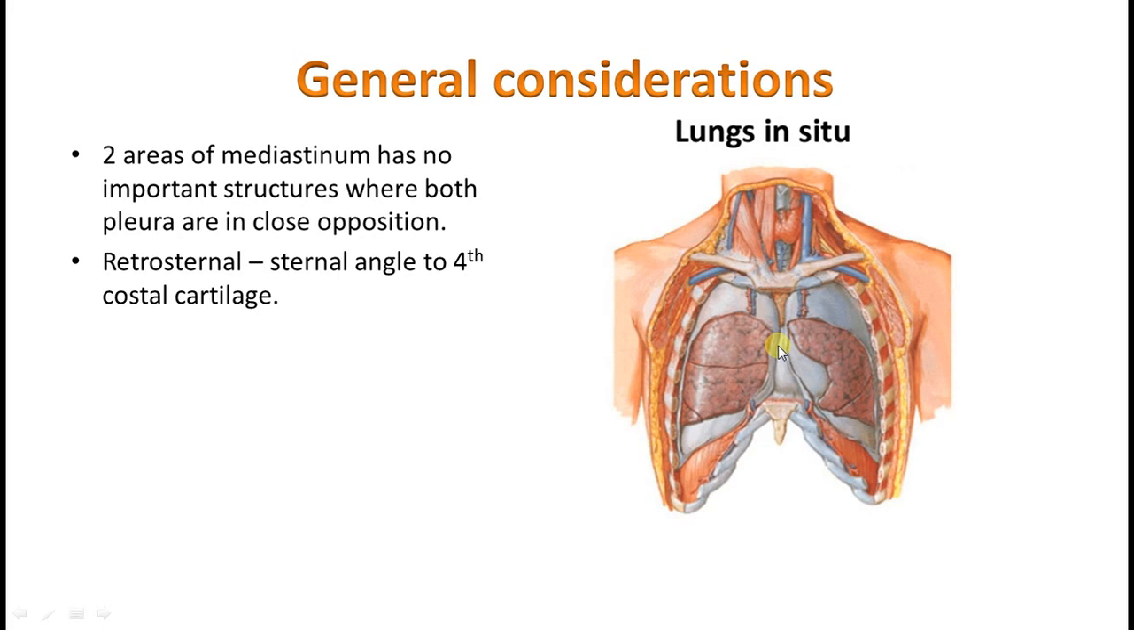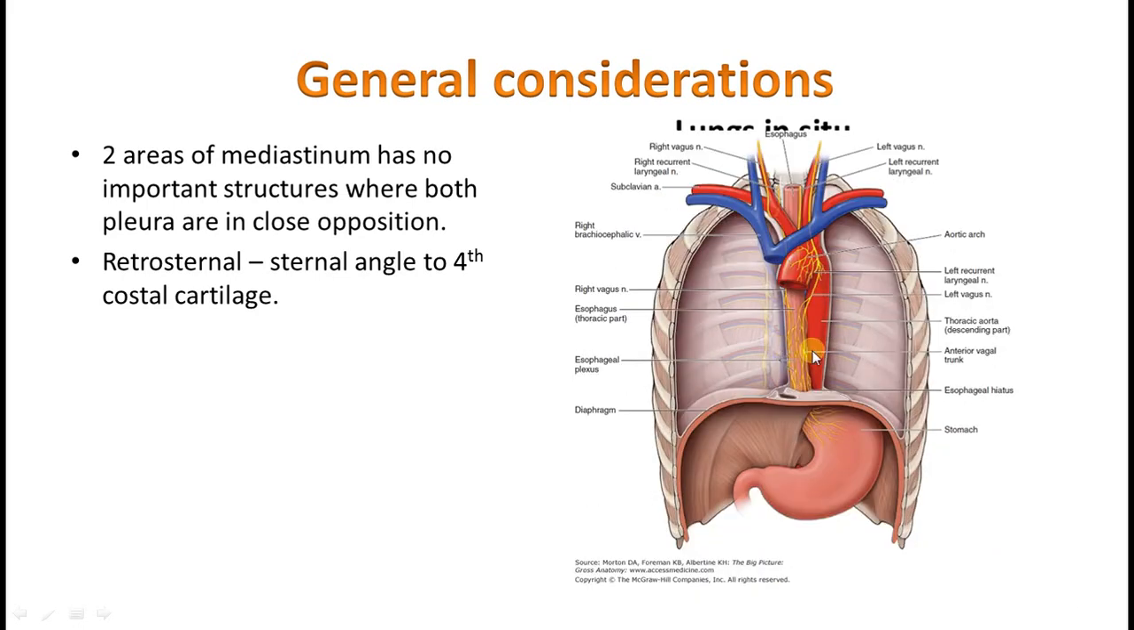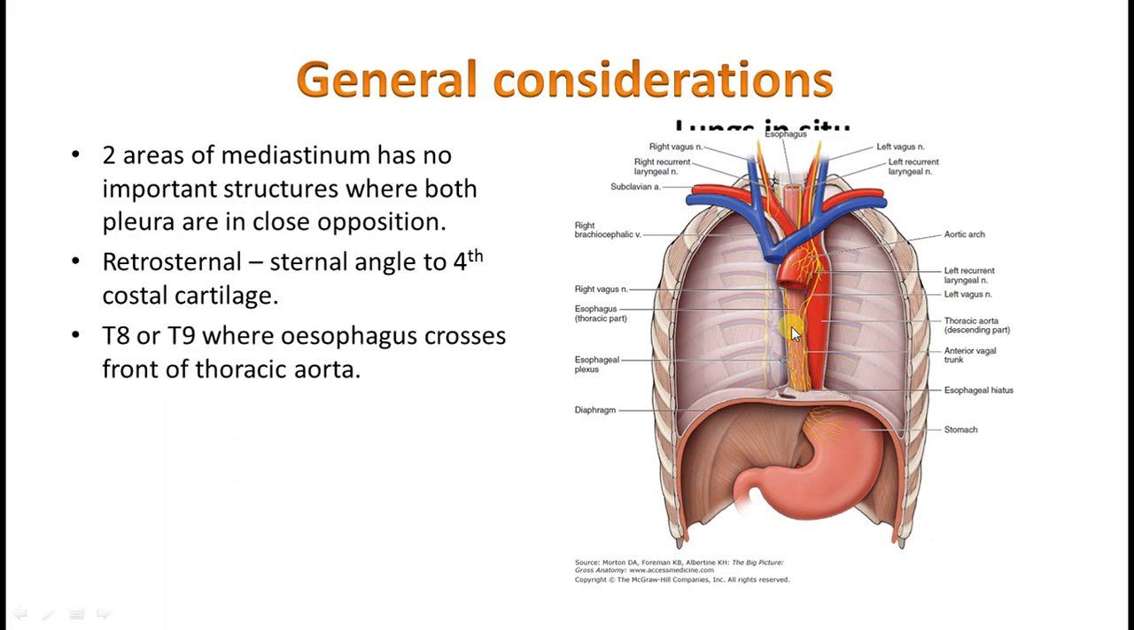No important structures are actually present here. While this is the case anteriorly, posteriorly also you have one place, at the level between the T8 and T9 vertebra. The esophagus passes anterior to the descending thoracic aorta, in front of it, coming anteriorly to pierce the diaphragm. So at this place posteriorly, no important structures are present, and the two parts of the pleura come in close approximation.